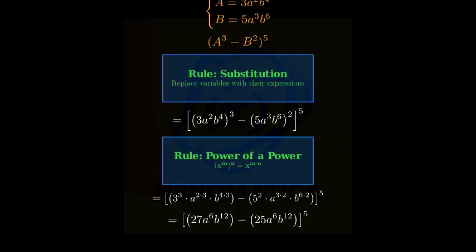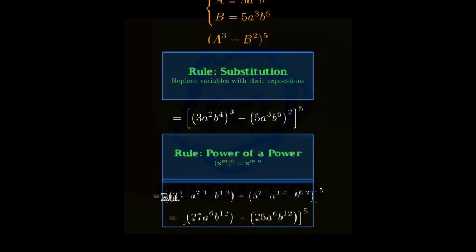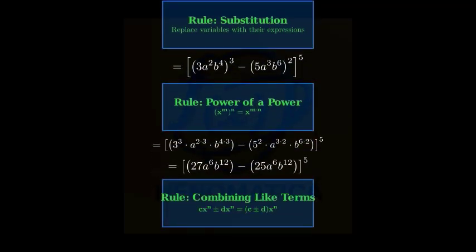For b squared, we get 5 squared times a to the 3 times 2 power times b to the 6 times 2 power. Simplifying, we get 25a to the 6th power, b to the 12th power. Now, let's subtract these terms. Since they have the same variables with the same exponents, we can combine like terms by subtracting the coefficients. 27 minus 25 gives us 2, so we have 2a to the 6th power, b to the 12th power, all raised to the 5th power.